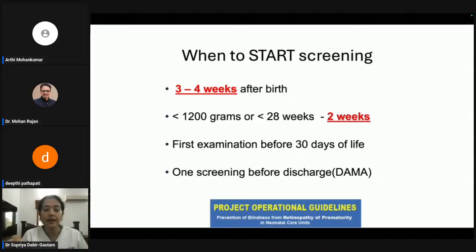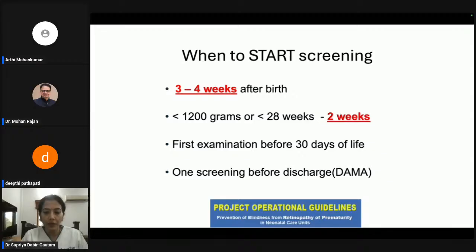These are the guidelines given by the National Neonatal Foundation, and that gives us a list of criteria whom to screen. When do we start screening is 3 to 4 weeks after birth. But in babies who are very small, that is less than 1200 grams or less than 28 weeks, we come in earlier. That is 2 weeks at least. Within 2 weeks, we screen these babies. The first examination should be before 30 days of life.